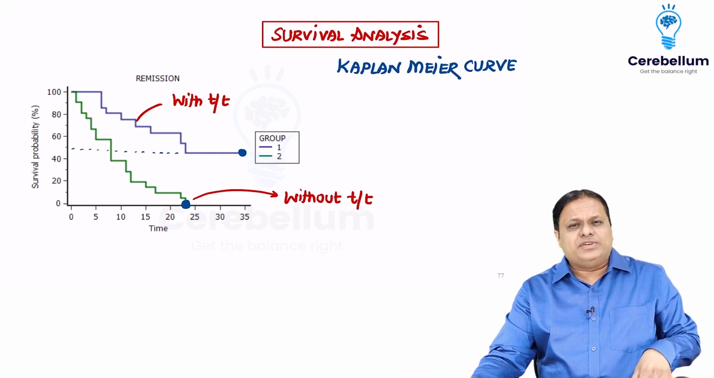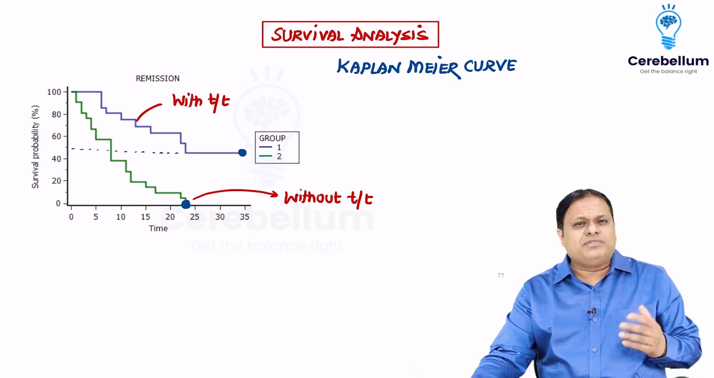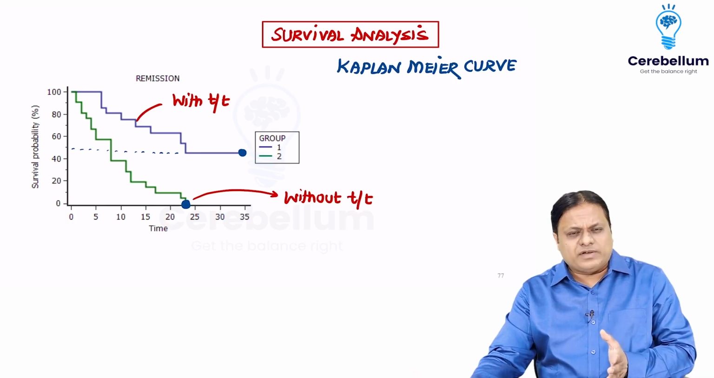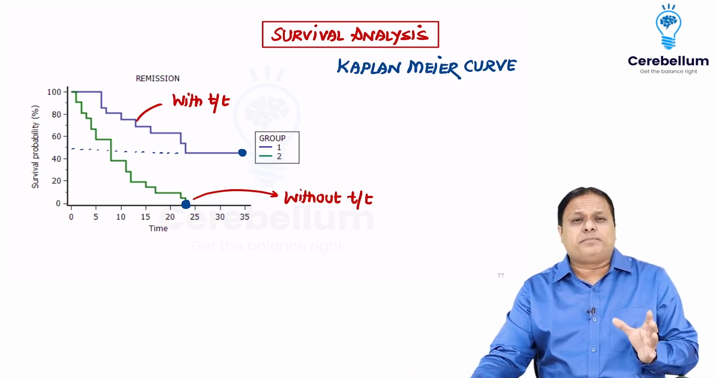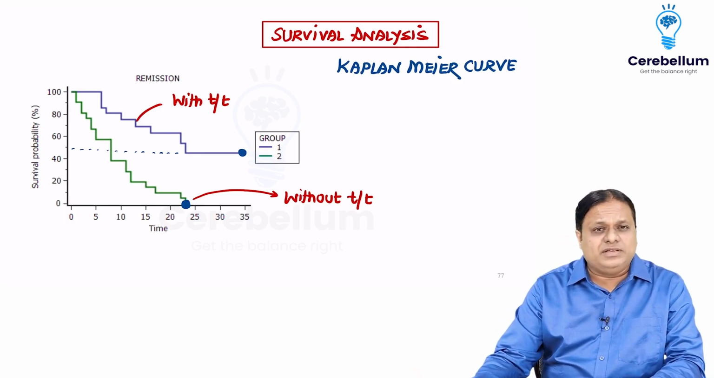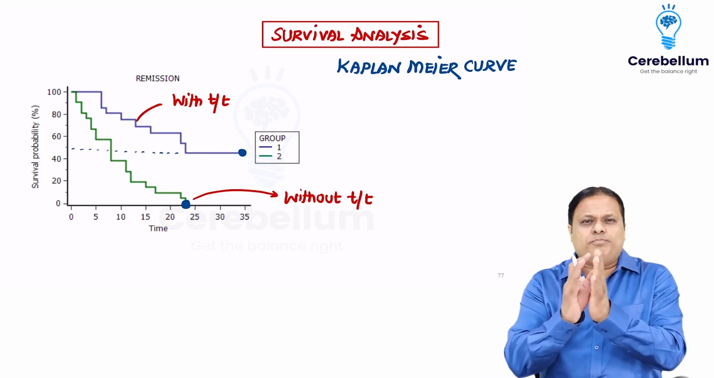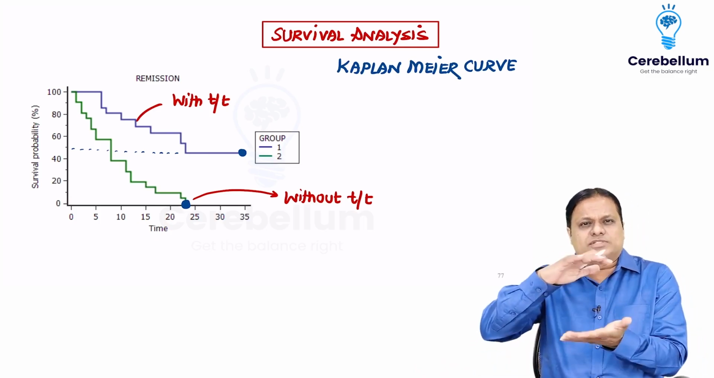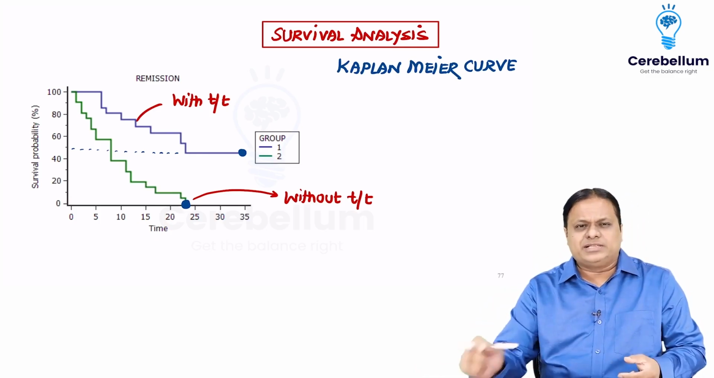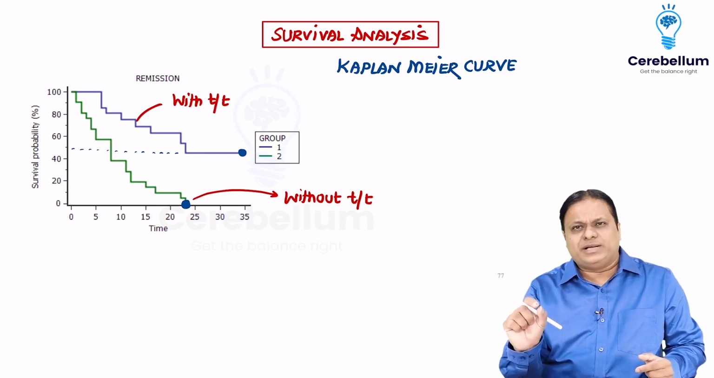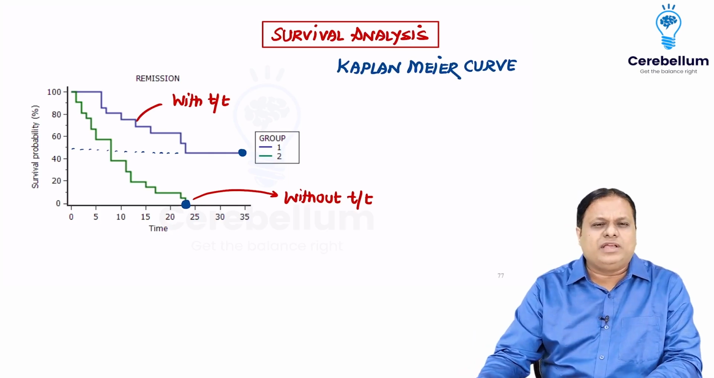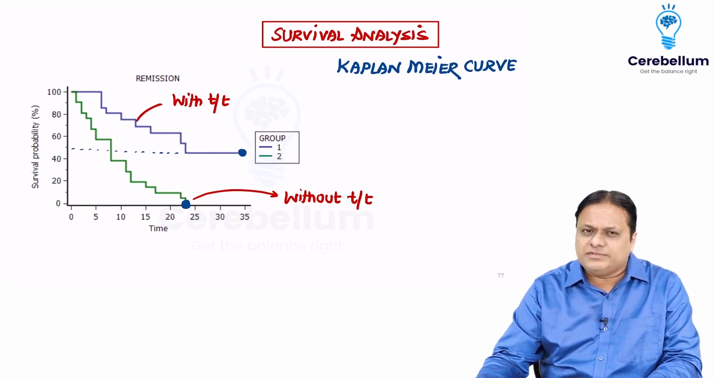Is treatment beneficial in this condition? Yes. Without treatment, everyone dies, 100% mortality in 25 years. Whereas with treatment, 50% survival even after 35 years. So definitely there is a better chance of survival with treatment. So bigger the gap between these two curves, more beneficial the treatment is. If these two curves are running side by side, then that is not going to give a very good desired benefit in terms of survival.